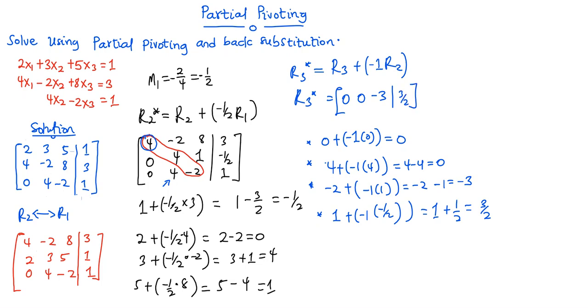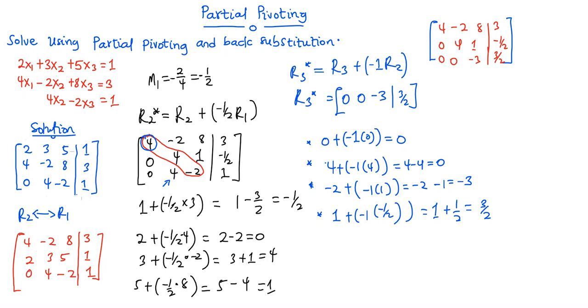So now let's write our final matrix. We are going to have 4, minus 2, 8, 3, and then we will have 0, 4, 1, minus half, and then we will have 0, 0, minus 3, and then 3 on 2. Now you can go ahead and solve for the unknown variables x1, x2, and then x3.